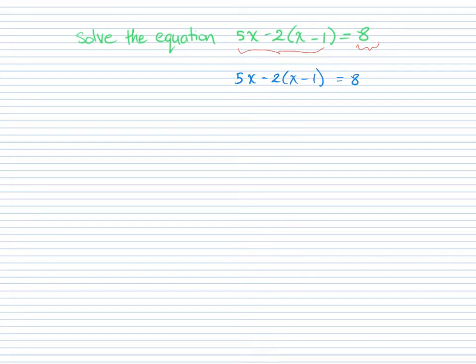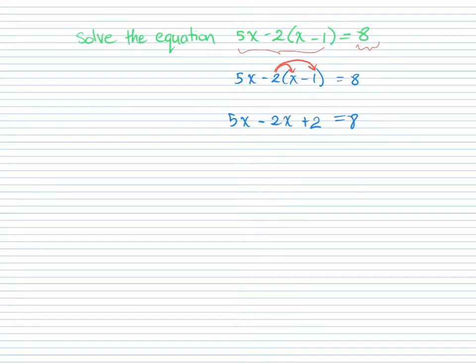In order to simplify the left side, we're going to start off with the distributive property. Always start with the distributive property if you have parentheses. So we have here 5x minus 2x, because I'm multiplying the negative 2 by x, plus 2 because I'm multiplying negative 2 by negative 1, or by minus 1. And that is equal to 8.